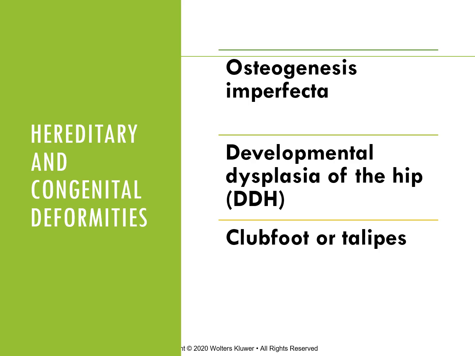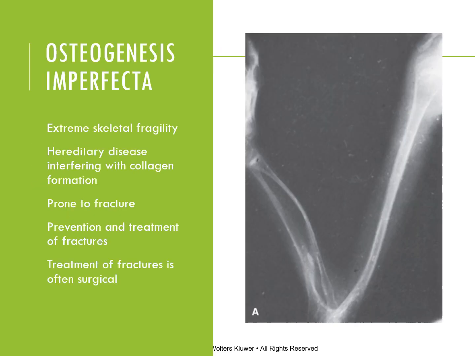So some other hereditary and congenital bone deformities that we're going to talk about are osteogenesis imperfecta, developmental dysplasia of the hip or DDH, and we'll also talk about clubfoot. So osteogenesis imperfecta is a condition that causes extreme skeletal fragility. It's a hereditary disease and it interferes with collagen formation in the bone.